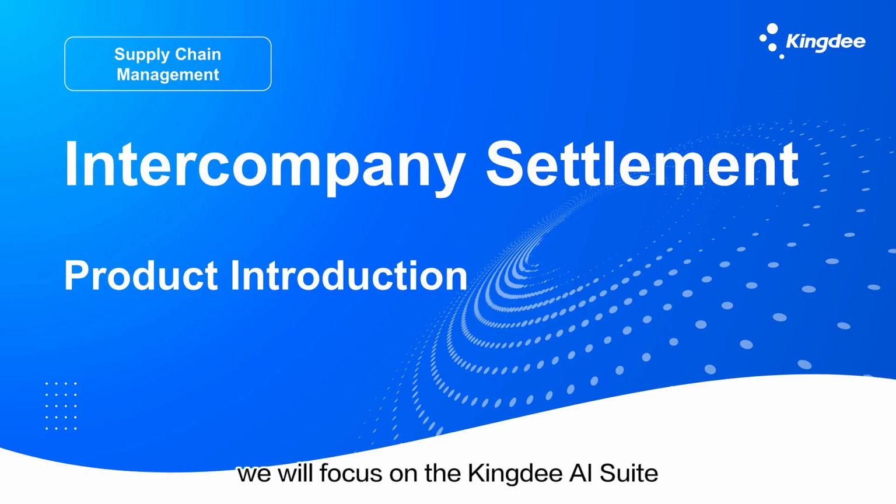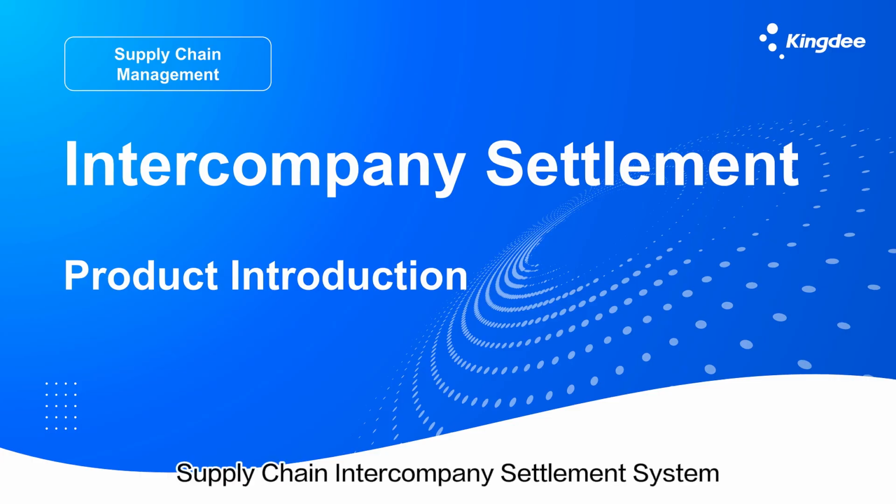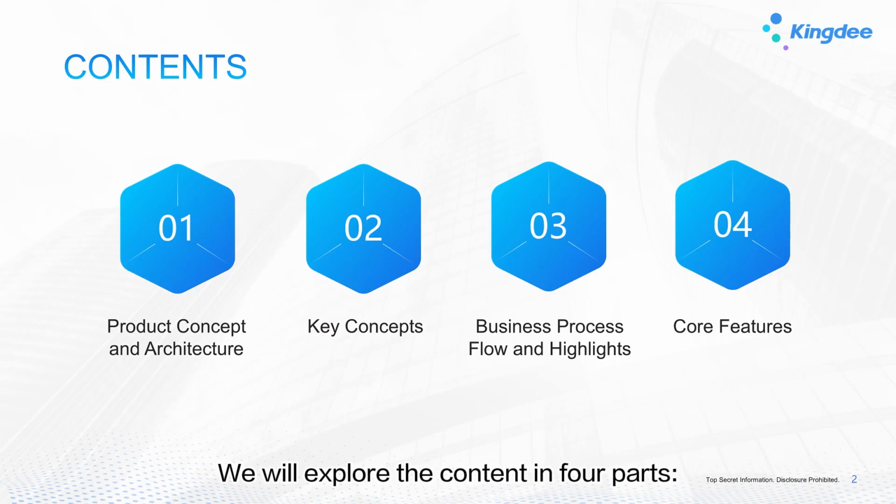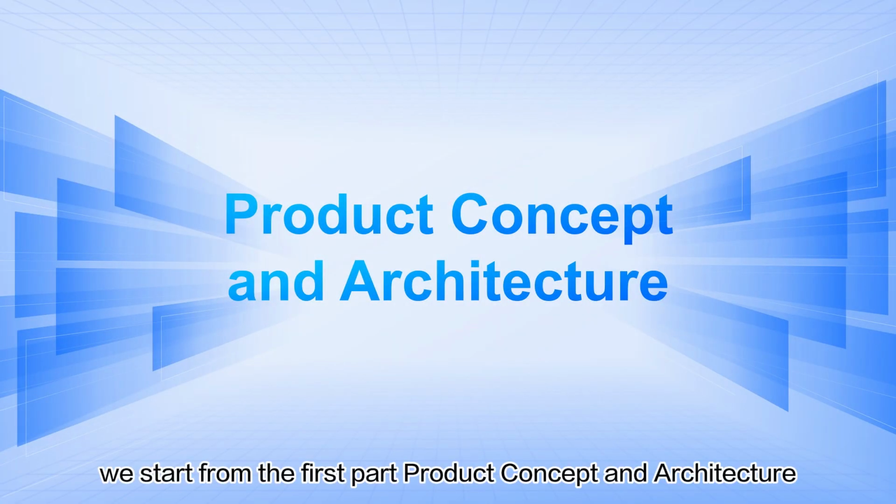In this session, we will focus on the Kingdee AI Suite supply chain intercompany settlement system. We will explore the content in 4 parts: product concept and architecture, key concepts, business process flow and highlights, and core features. Now we start from the first part, product concept and architecture.